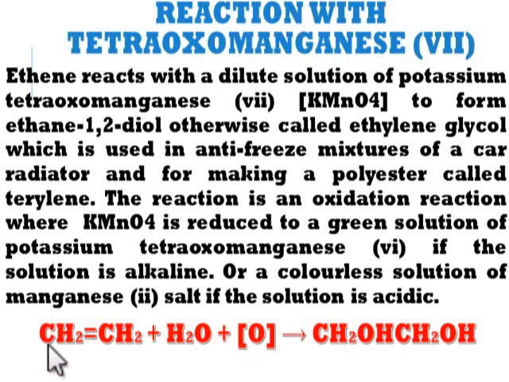Now you can see the reaction here, CH2 double bond CH2, that's ethene, plus this water, and this oxygen now is obtained from the oxidizing agent called potassium tetraoxomanganese 7. And when that happens, you're going to have this ethane 1,2-diol, otherwise called glycol.